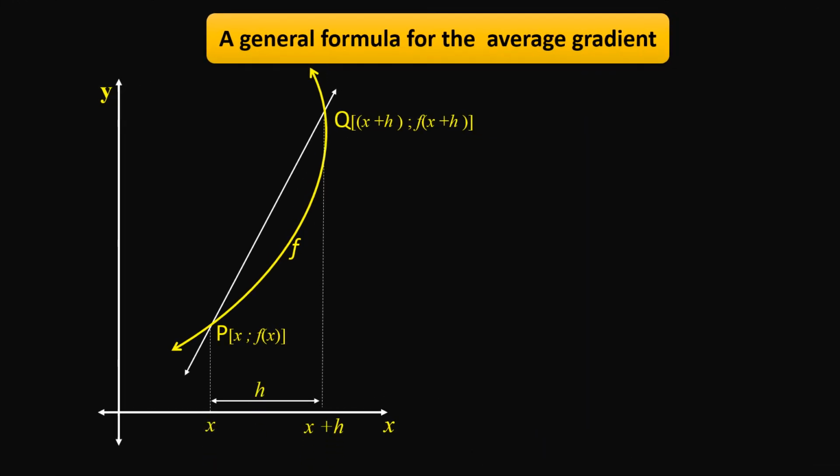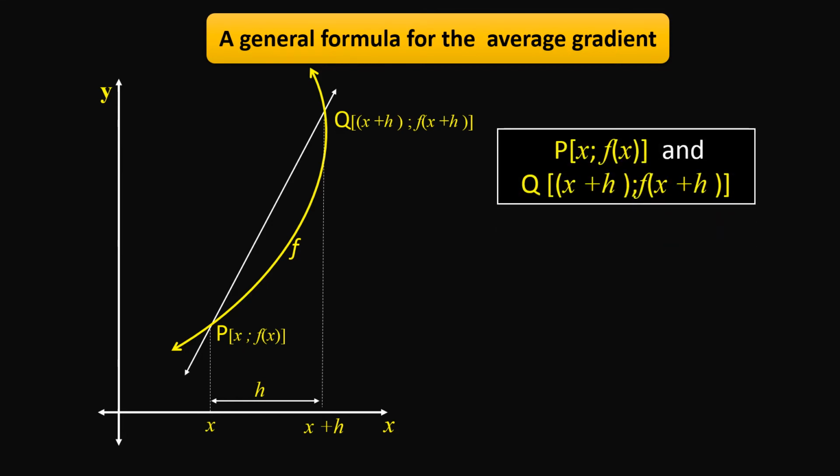So, our intention is to calculate the gradient of the tangent. We come to a general formula for the average gradient here. Look at the points. The x-coordinate of P is x. Therefore, the corresponding y-coordinate in general should be f(x). And the x-coordinate of Q, look at the graph, it is x plus h. Therefore, the corresponding y-coordinate of Q must be f(x plus h).